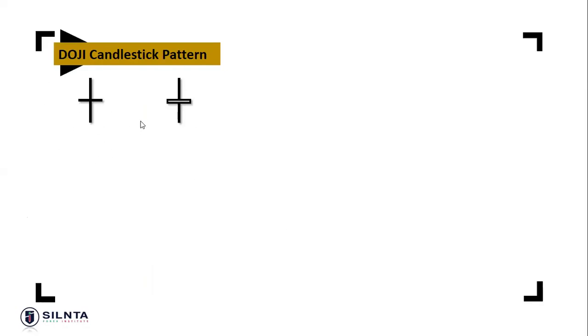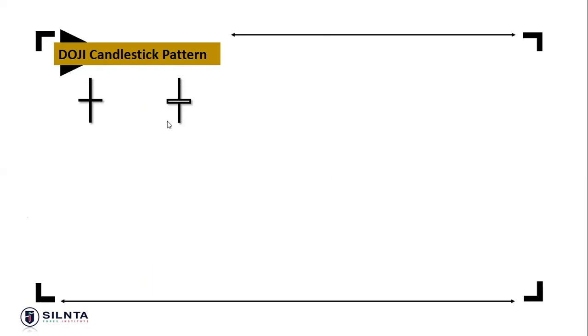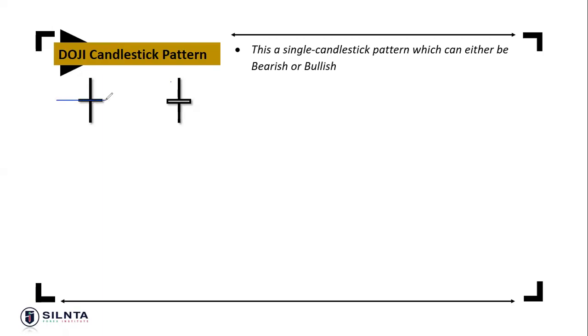A doji is just a candle that looks like a cross. So this is a single candlestick pattern which can either be bullish or bearish. It can either be red or it can be green. Before we go in, let's study the behavior of this. This shows the price opens here. Are we fine there? Yes.